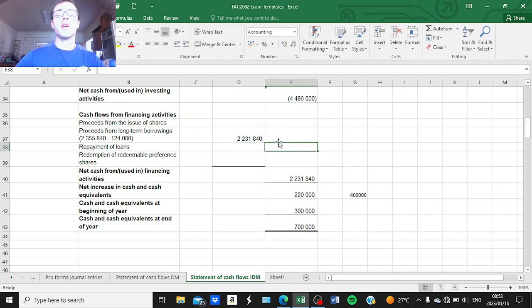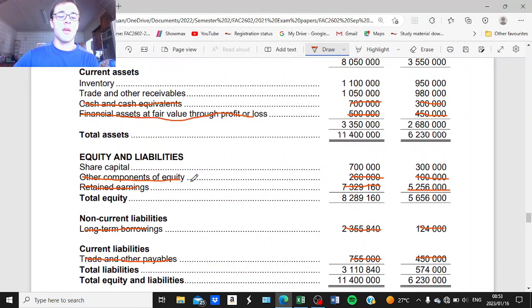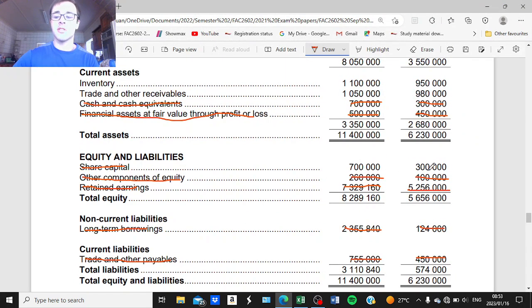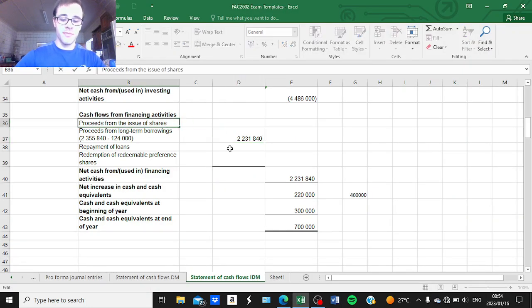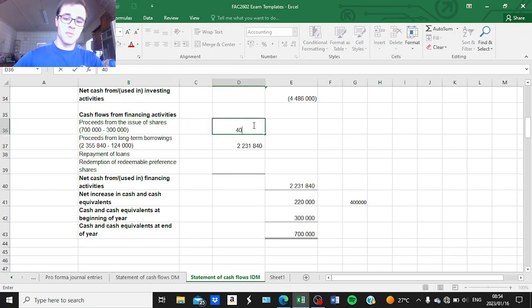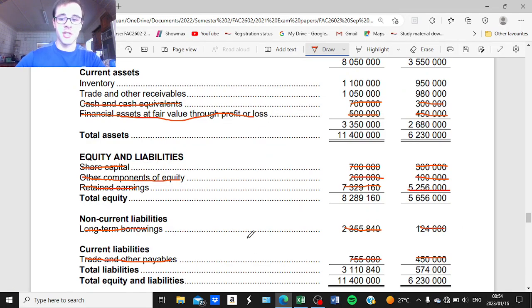So the additional loan amounts to 2,231,840 Rand. Okay. Then we need to consider the change in share capital. It has changed from 300,000 to 700,000. So it is clear that additional shares have been issued during the current financial year. So the proceeds from the issue of shares amounted to 400,000, which is also shown as an inflow in the financing activity section.